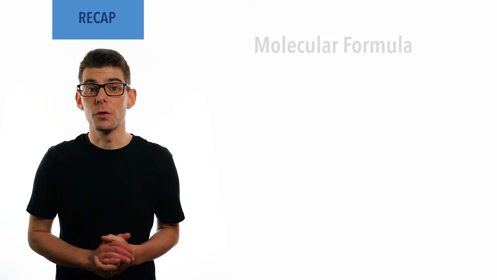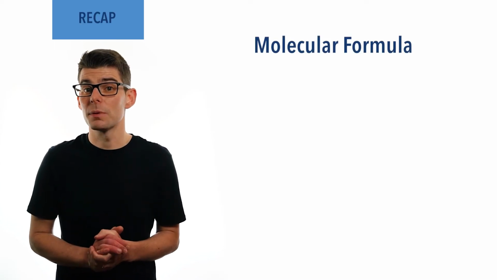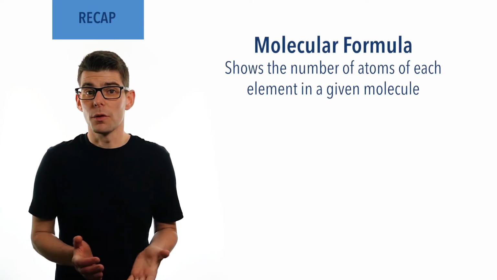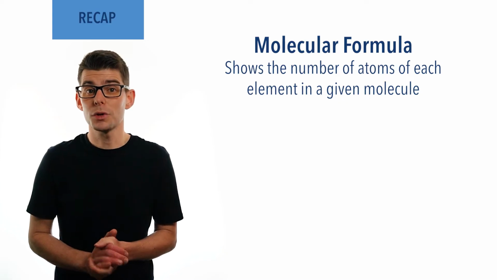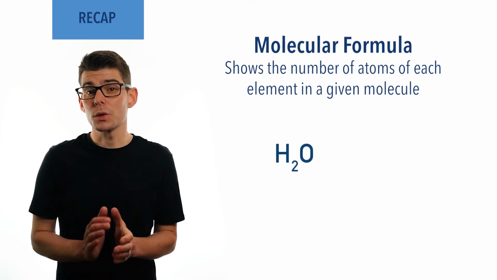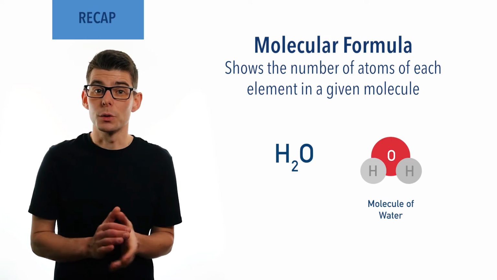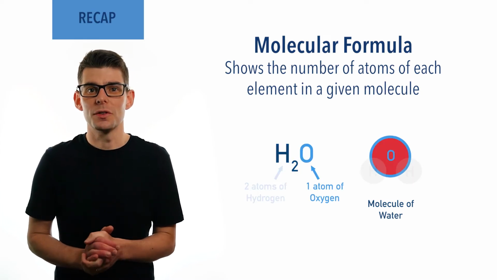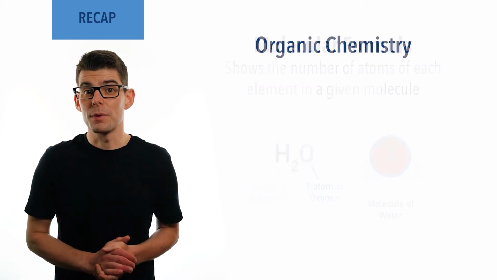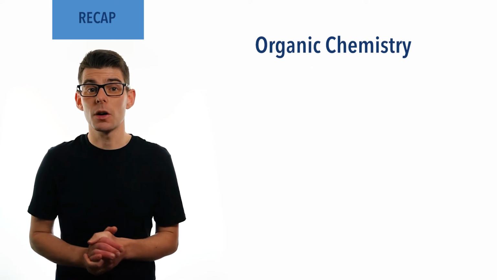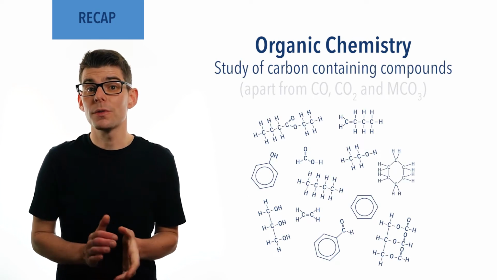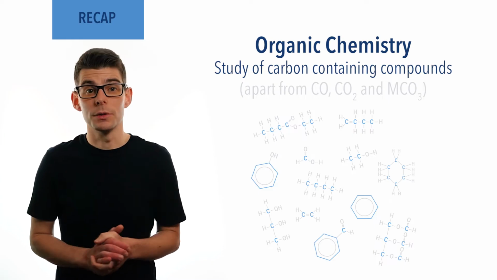Before talking about mass spectrometry use in organic chemistry in detail, there are a couple of essential ideas you need to be comfortable with. A molecular formula tells us the number of each type of atom in a molecule. For example, the molecular formula of water, H2O, tells us one molecule of water has 2 hydrogen atoms and 1 oxygen atom. Organic chemistry focuses on carbon-containing compounds, with atoms of carbon forming up to 4 covalent bonds.